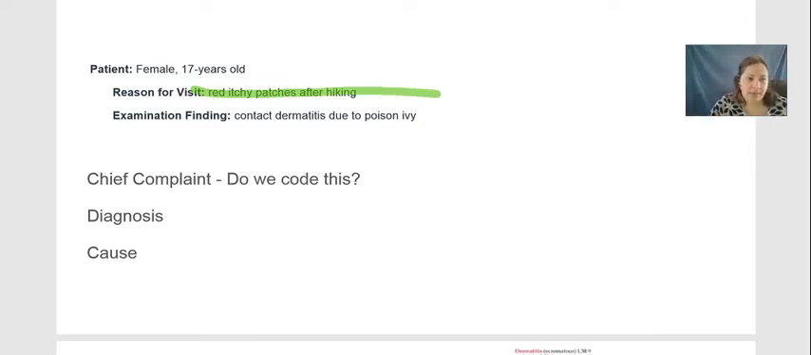For example, if you have the flu and you go to the doctor, you're going to complain of fever, chills, my body aches, I'm tired, I'm exhausted, maybe even headache, nausea, all of it's the flu. We would code the flu. We would not code all these things you're complaining of because it's part of the flu.